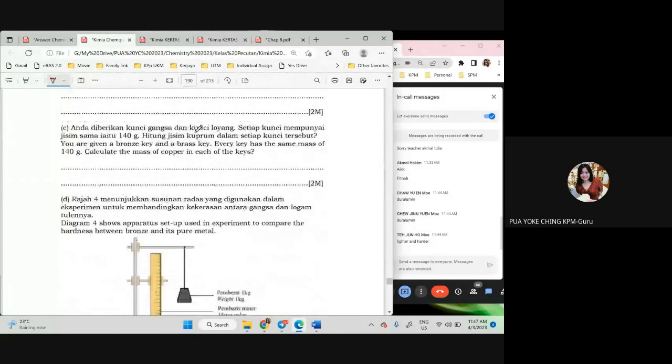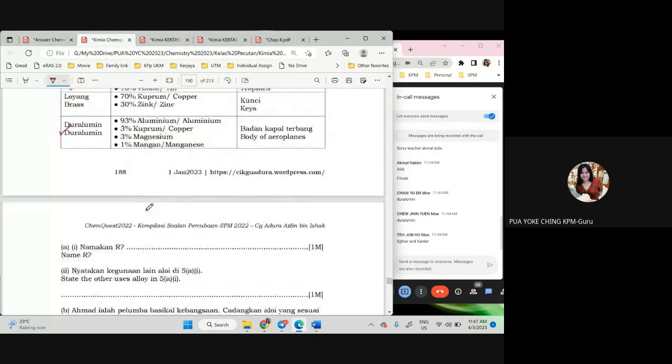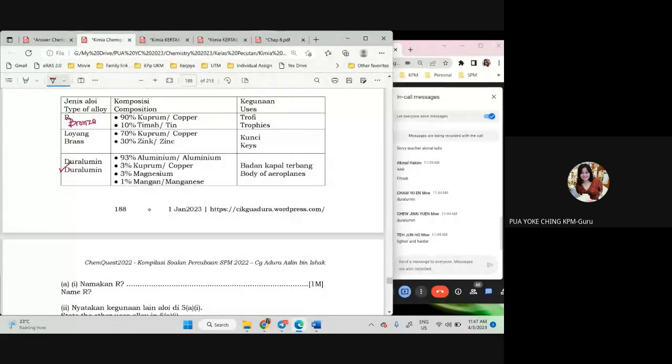Okay, this is another one. Soalan C ni ialah soalan yang mereka modify daripada latihan dalam buku teks. Anda diberikan kunci gangsa dan kunci loyang. Setiap kunci mempunyai jisim yang sama 140 gram. It's asked you to hitung jisim kuprum. Okay? Mass of copper. So if a question like this comes out, it must give you the percent. Tengok, ada percent.